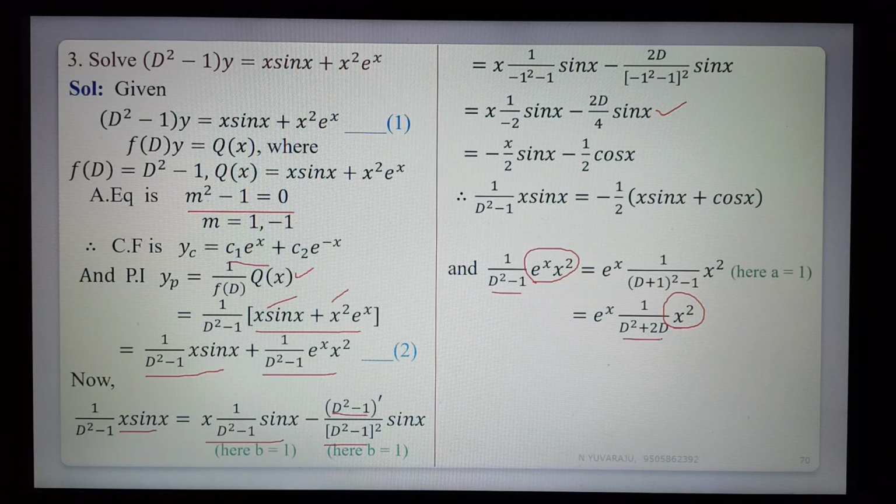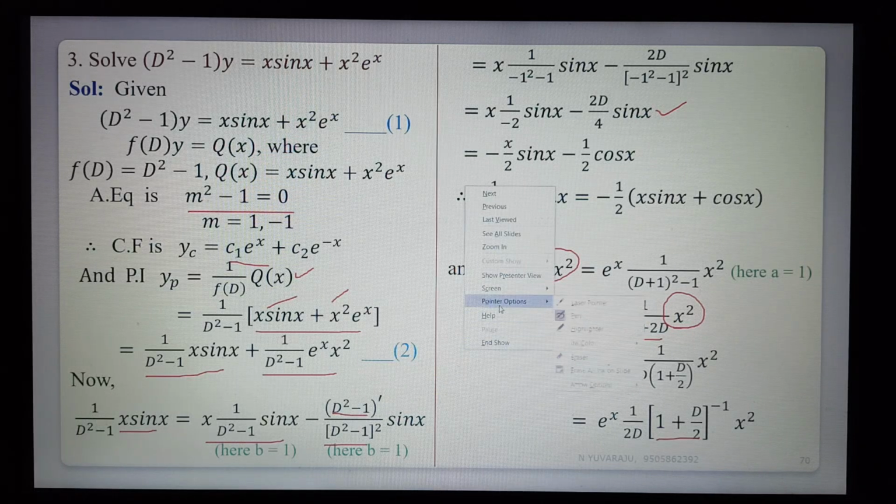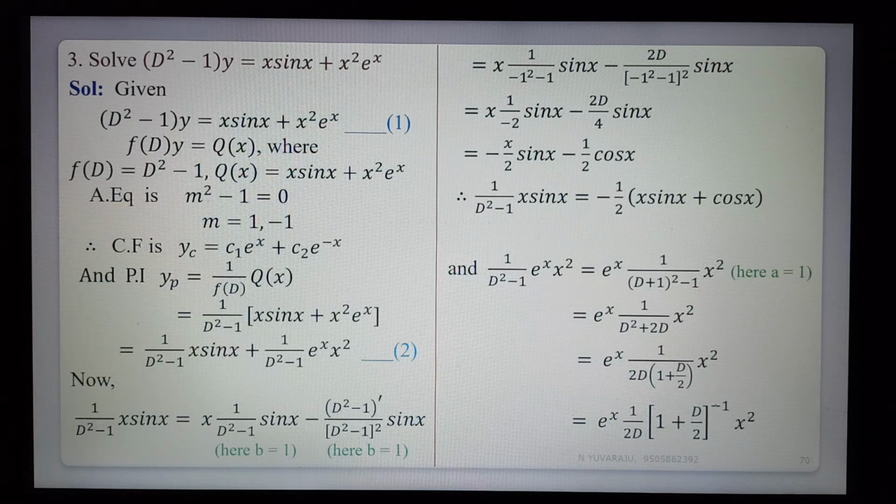So this f of D can be written as 1 plus or minus phi of D. So lowest degree term common, lowest degree is 2D. So e power x into 1 by 2D common, (1 plus D by 2) into x square. Take the numerator: e power x into 1 by 2D into (1 plus D by 2) whole power minus 1. Now this is expanded, (1 plus x) power minus 1, up to D square only, because it is x square. Expansion up to D square.